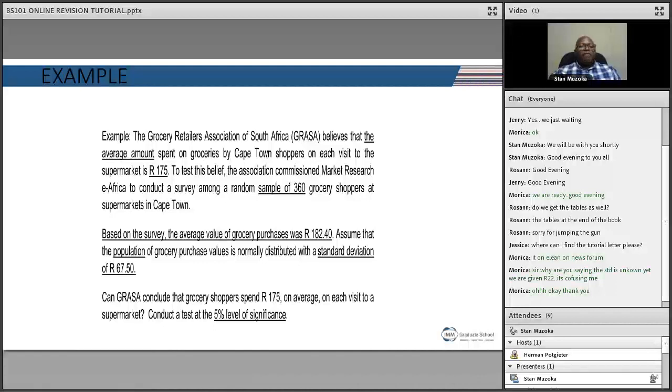A claim is made, and then to accept or disprove the claim, you have to carry out a survey. You have to sample to get your own information. The claim you are being told relates to the population. What you are then going to survey will relate to the sample.